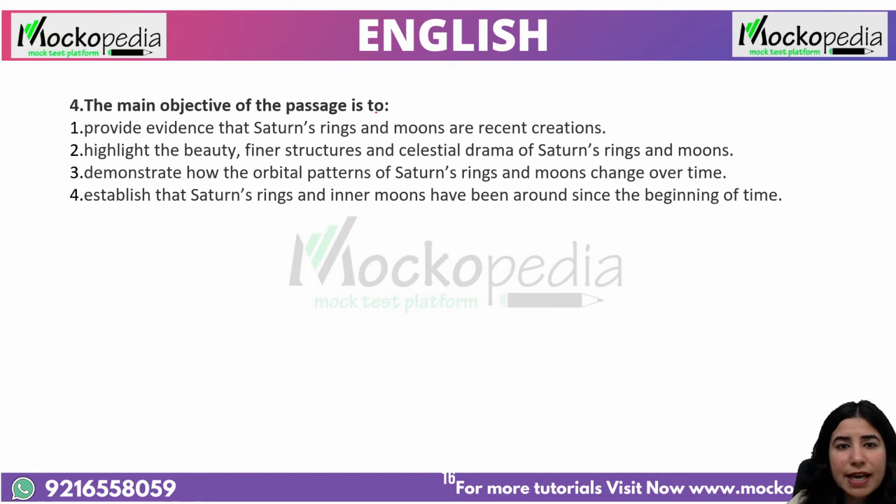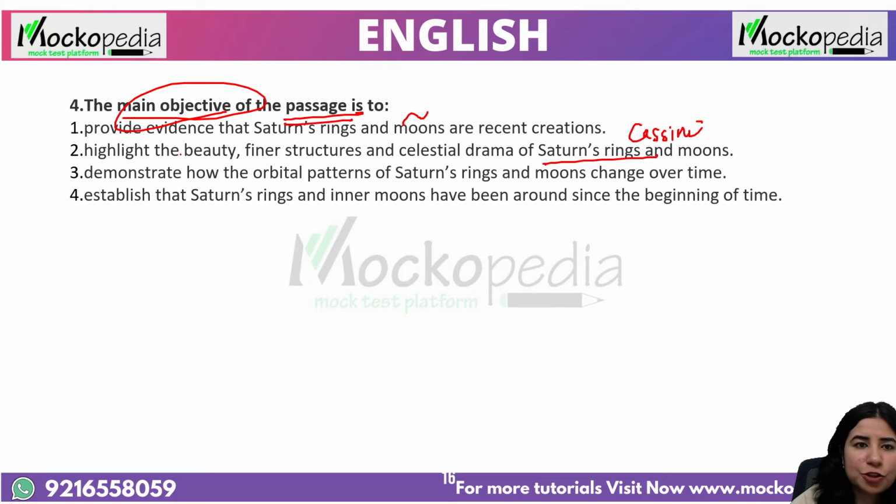Provide evidence that Saturn rings and moons are recent creations. तो इसको तो रखा जा सकता है, right? Highlight the beauty, finer structure and celestial drama. ये information correct है on the basis of the paragraph. ये कैसिनी की observation थी, but you need to understand ये main objective of writing the entire passage नहीं है, इसलिए ये weak answer है.